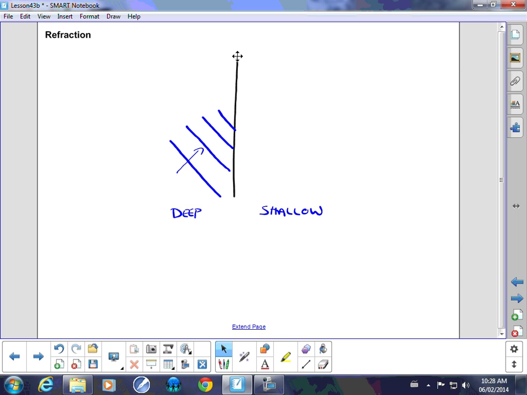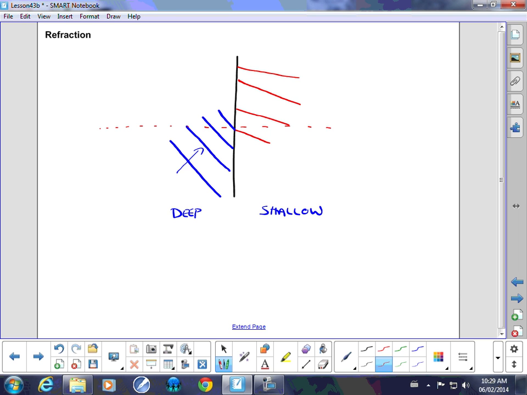Well, what's going to happen, and I'm going to draw in, call this my center line here. What's going to happen is if I go from deep to shallow water, I'm going to speed up. But if part of me gets in there first, then I'm going to be twisted a little bit. Okay, so if you think of it, my one side is going to go faster. So that means that I'm going to kind of be twisted in such a way that I bend in this direction.